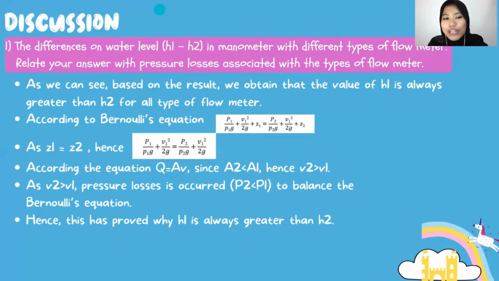This is because according to Bernoulli's equation, so here is the Bernoulli equation, Z1 is equal to Z2 because the inlet and outlet are placed at the same height. Hence, the Bernoulli equation is reduced into this one. According to the equation, Q is equal to AV. Since A2 is smaller than A1, V2 will always be greater than V1. As V2 is greater than V1, pressure losses occur, so the pressure at 2 is smaller than at 1. This proves why H1 is always greater than H2. Alright, so that's all from me. Thank you.